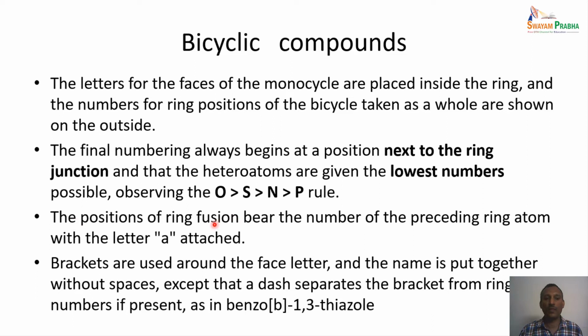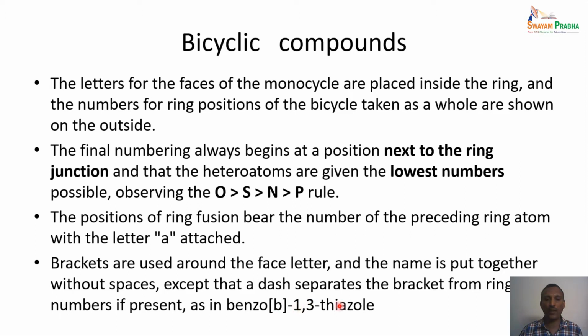The position of the ring fusion generally bears the number of the preceding ring atom with the letter A attached to it. When we are looking at the structures, we will see how we have to number them. The brackets are used around the face letter and the name is put together without spaces, except that a dash separates the bracket from the ring number if present, as in benzo[b]. This is the face at which the fusion takes place.